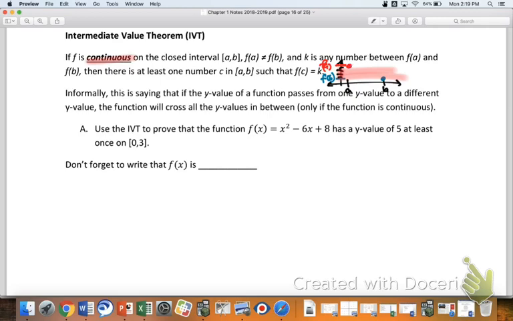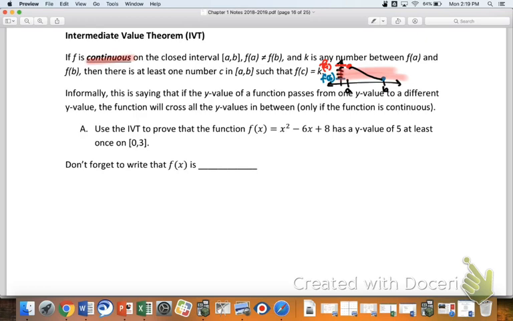Anyways, if this is continuous, then I'm going to hit all those numbers in between, and possibly multiple times, right? The only thing we can guarantee is that if f is continuous, then I'll be hitting all those y values at least once. At least once. Possibly 2, 3, 4, 5, but at least once. Okay. Conceptually, does that make sense? The picture probably helps a lot.